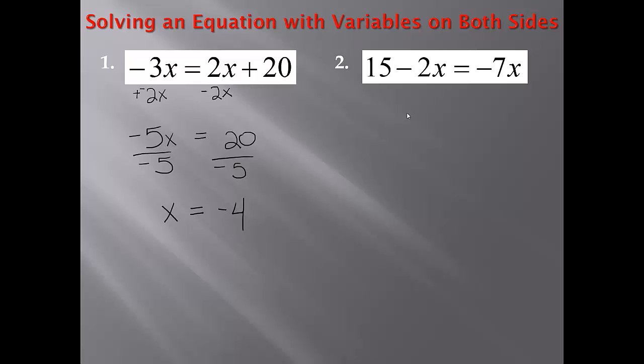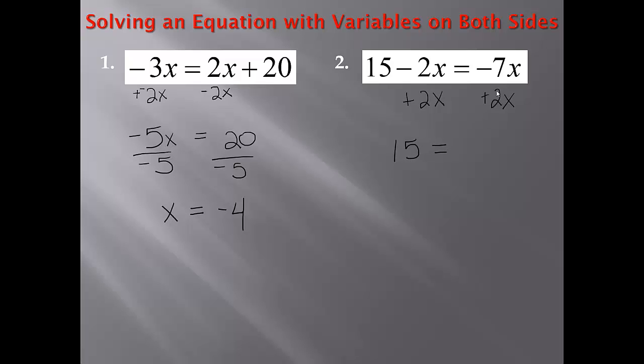For number 2, we have 15 minus 2x equals negative 7x. We need to take this minus 2x, or we can think of it as negative 2x, and we need to eliminate it on the left-hand side. So in order to do that, we're going to add 2x. We'll also add 2x to the right-hand side as well. Now, negative 2x plus 2x is 0. So on the left-hand side, we just have 15.